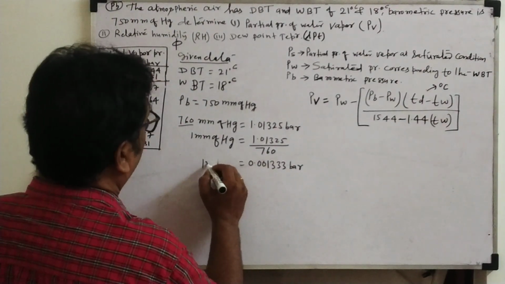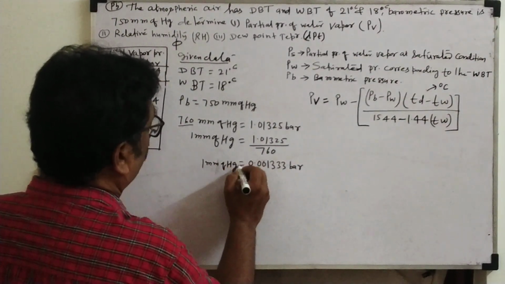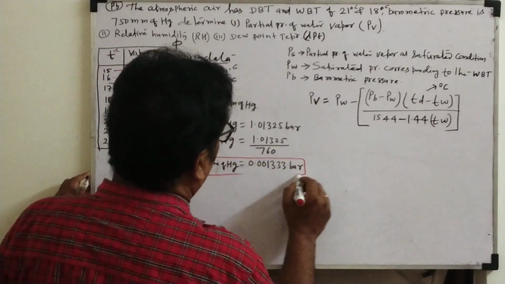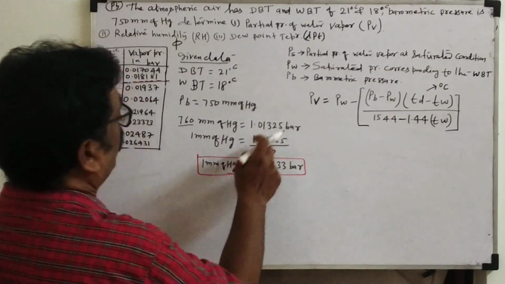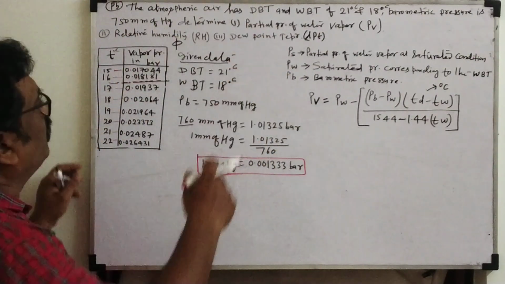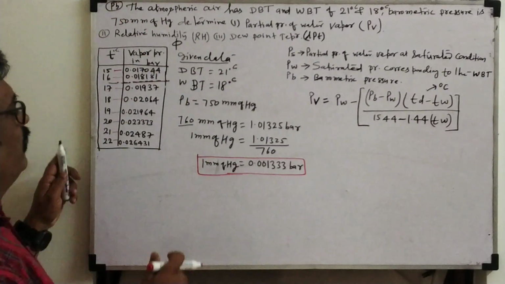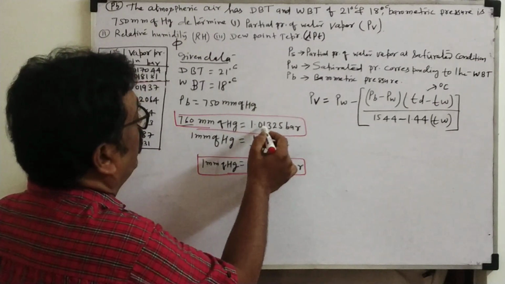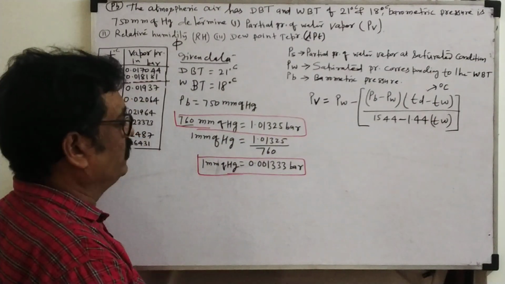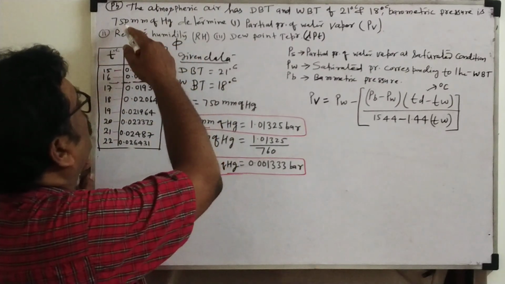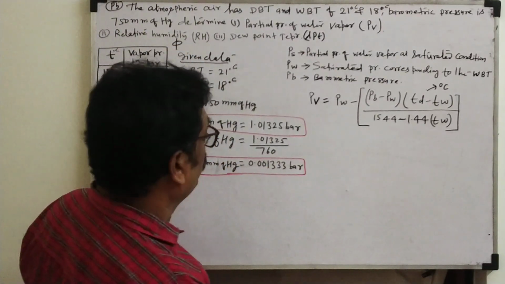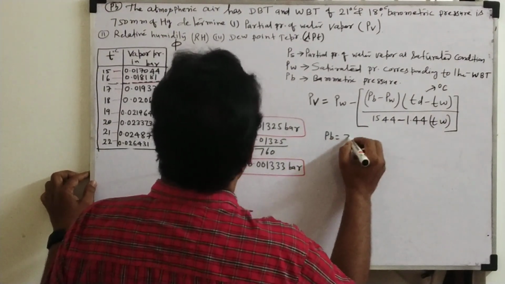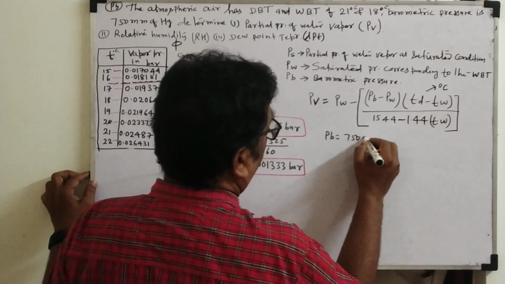This is called the conversion factor. Whatever value they give in this problem, less than 760, multiply by this value and you will get the PB value. If in some problems they do not give the barometric pressure, we write 1.01325 bar directly and substitute it directly. If they give anything less than 760, we calculate like this. So now we know the PB value. What is the PB value here? 750 is given in mm of Hg.